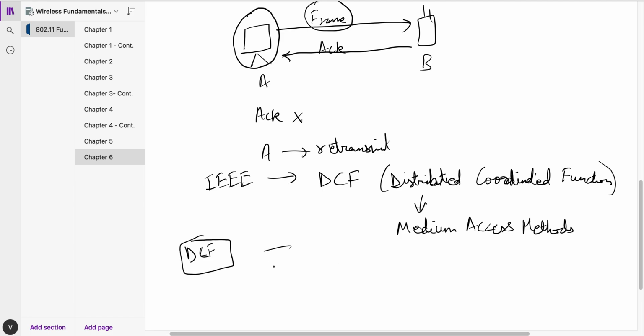There are four things that DCF does, which prevent the clients from having collisions in the Wi-Fi world. So we'll discuss more about DCF in the coming video.